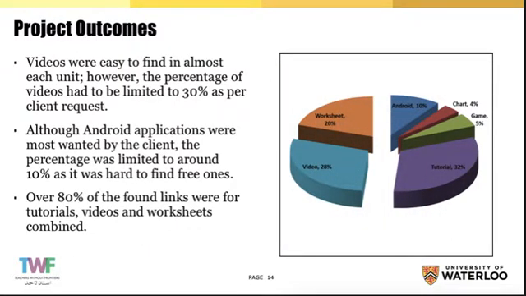We quickly learned that videos were easy to find in almost every unit related. However, the percentages of videos had to be limited to 30%, as per the client's request. Although Android applications were the most wanted by the client, the percentage was limited to around 10%, as it was hard to find ones for free. Over 80% of the found links were for tutorials, videos, and worksheets combined.